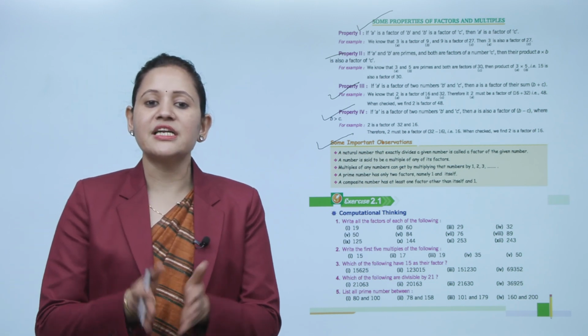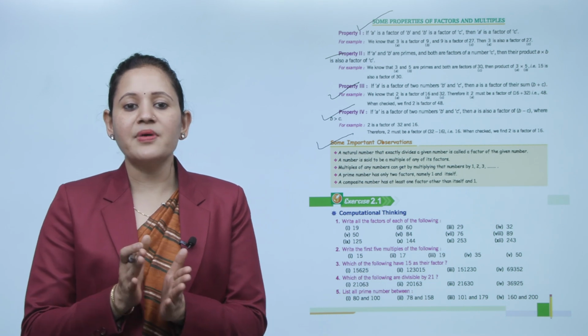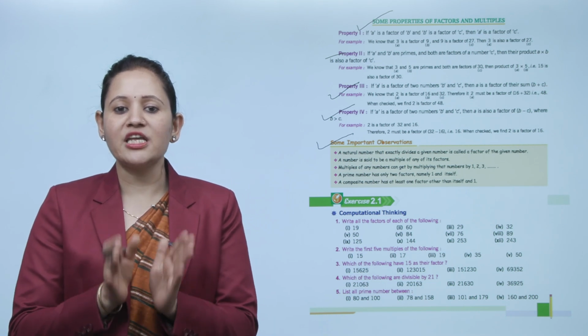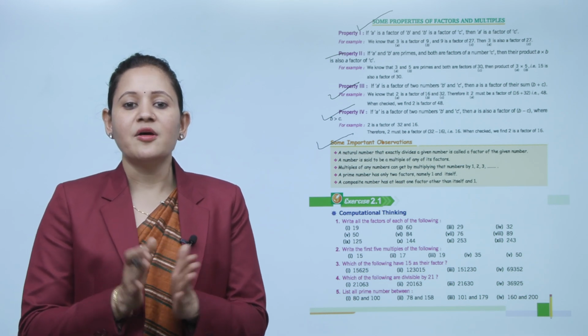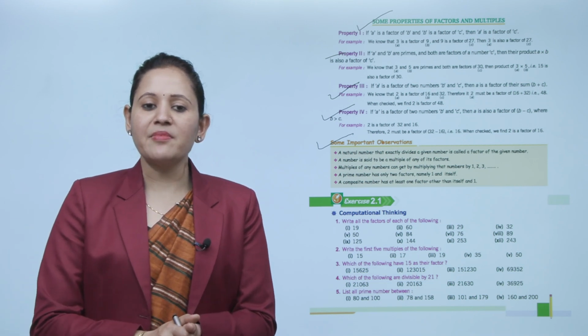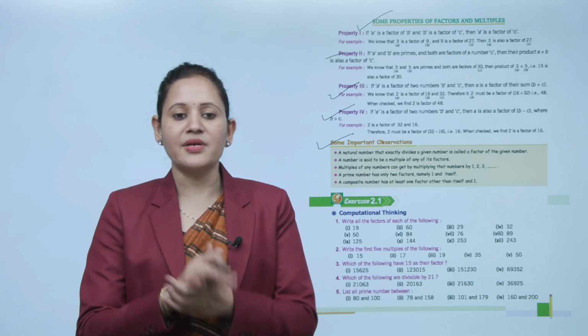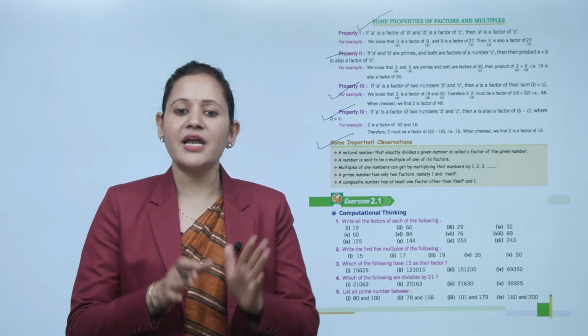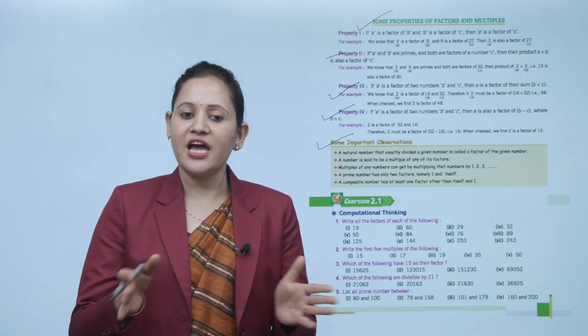Next are some important observations. A natural number that exactly divides the given number is called the factor of the given number. A number is said to be the multiple of any of its factors. Multiples of a number can be obtained by multiplying the number by 1, 2, 3 and so on. The prime number has only two factors, namely 1 and the number itself. The composite number has at least one factor other than itself and 1.